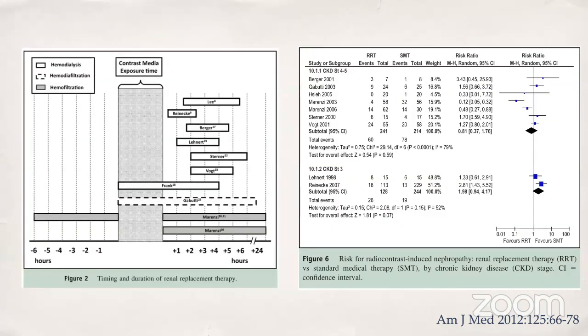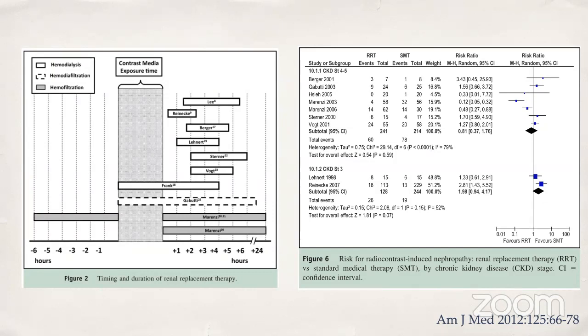And if you look on the panel on the left, you see this was challenging stuff to set up. The gray bar is the time of the contrast exposure. So there's one study where they actually started their renal replacement therapy before the procedure, 2 studies where they started it during the procedure, and the rest of the studies started dialysis within 1 or 2 hours. If you think about logistically how challenging that could be, this is an impressive effort.